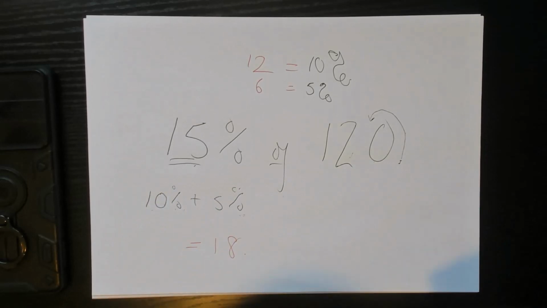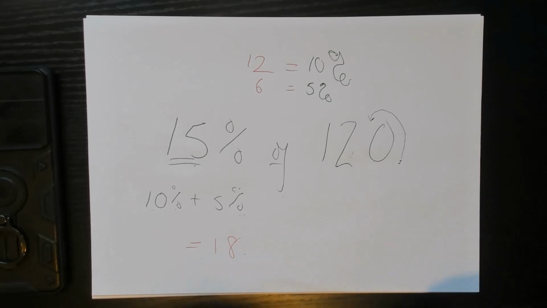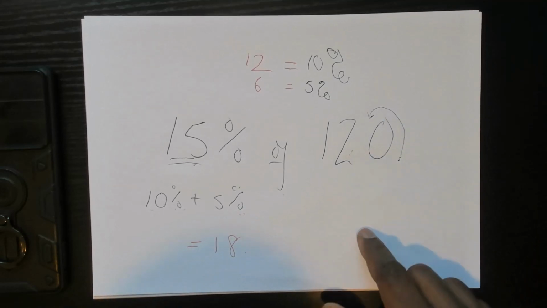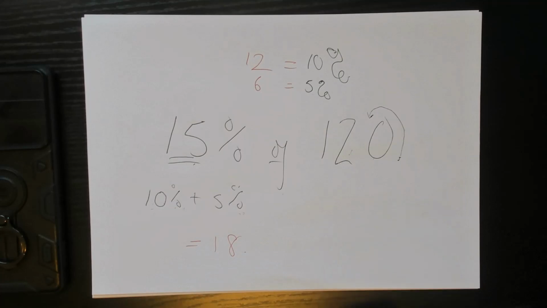Of course, I've broken all of this down, but once you apply the trick mentally, you should be going like, okay, 15. 15 is 10 plus 5. 10% of 120 is 12. Half of 12 is 6. 6 plus 12, it's 18. And that's the state you're going to get to with a bit of practice using this technique.